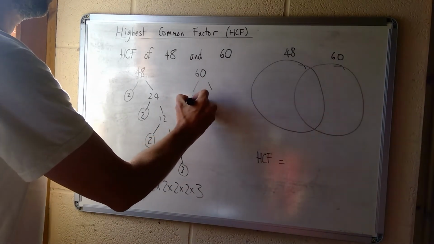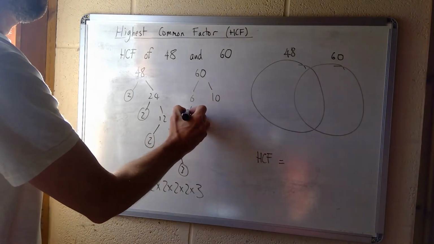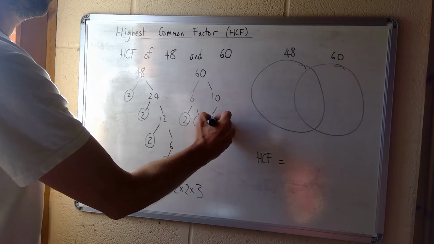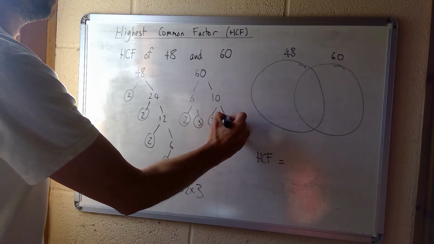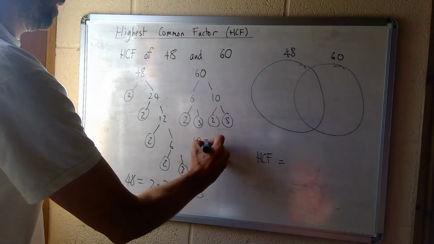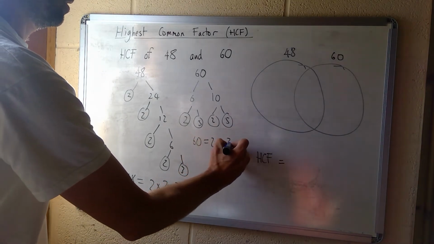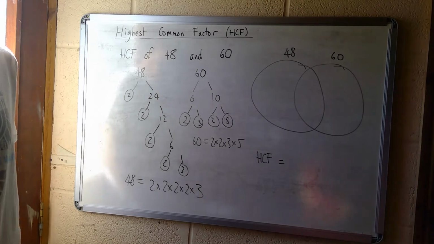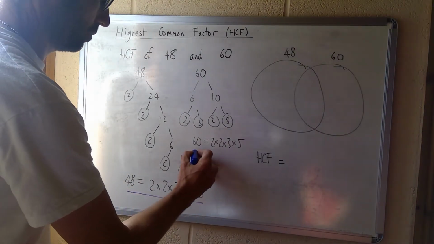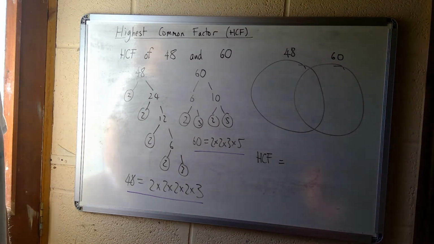60, I'm going to write as 6 and 10. 6 is 2 times 3, which are both prime. 10 is 2 times 5, which are both prime. So 60 equals 2 times 2 times 3 times 5. Notice I haven't written these in index form. They're easier to work with as long lists.